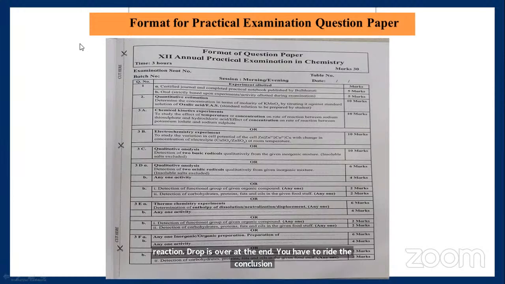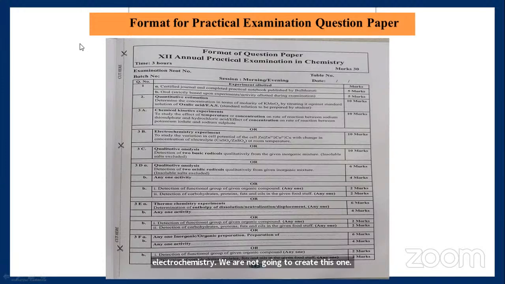Next, electrochemistry, we have not conducted this one. So only for the physical long experiment, only first chemical kinetics will be asked. Qualitative analysis, acidic and basic radicals. For that, you have to write whatever was given during the regular practical, all the points you have to cover.